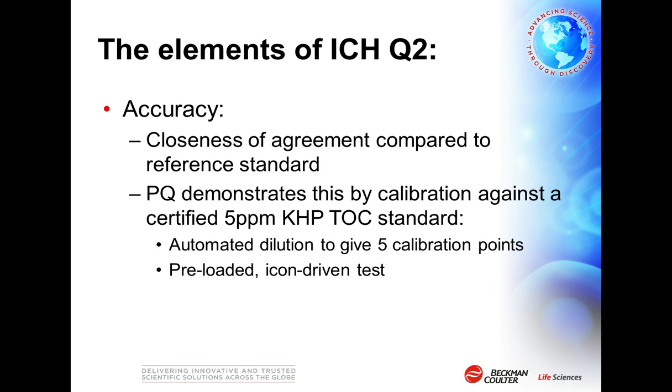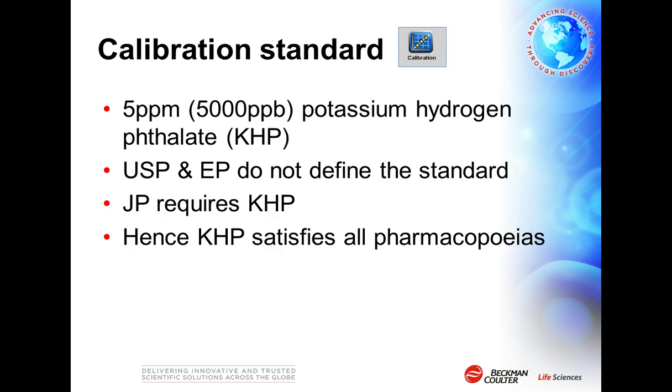demonstrates compliance. Now, ICH Q2 suggests that an instrument's accuracy can be best demonstrated by examining the instrument's response to a certified reference standard. The QBD 1200 PQ uses a certified potassium hydrogen phthalate solution containing 5 parts per million of total organic carbon. Automated onboard dilution allows comparison against this standard at 5 points across the measurement range. And the test SOP is preloaded into the QBD and automated, and it's simply selected from an icon on the screen.